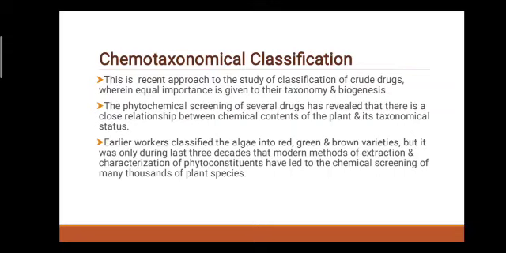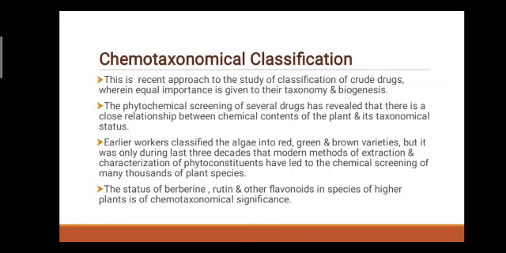Earlier workers classified the algae into red, green and brown varieties, but it was only during the last three decades that modern methods of extraction and characterization of phytoconstituents have led to the chemical scanning of many thousands of plant species. The status of berberine, rutin and other flavonoids in species of higher plants is of chemotaxonomical significance.